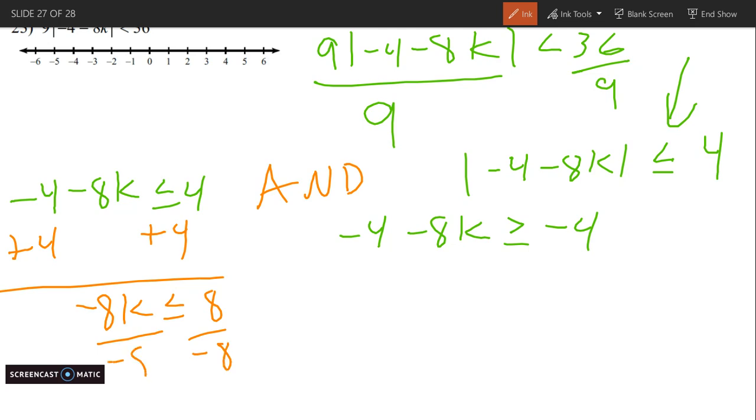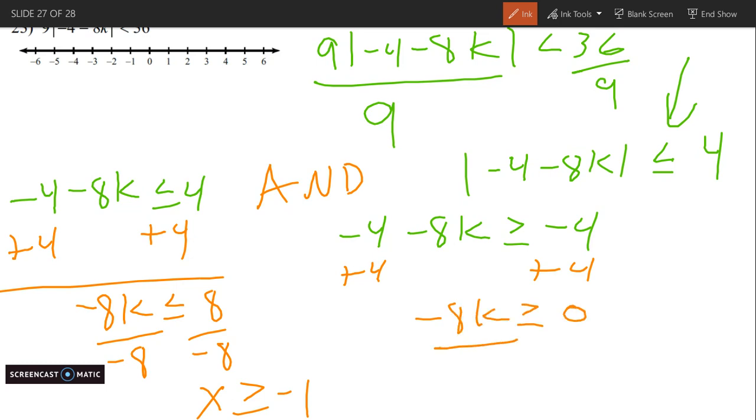What happens when you divide by a negative? The inequality has to change direction. Same thing over here. We're going to add 4 to both sides. -8k greater than or equal to 0. You're still dividing by -8. A lot of people like to try and say no solution because they freak out because there's a 0 there. We can do 0 divided by -8, no problem.